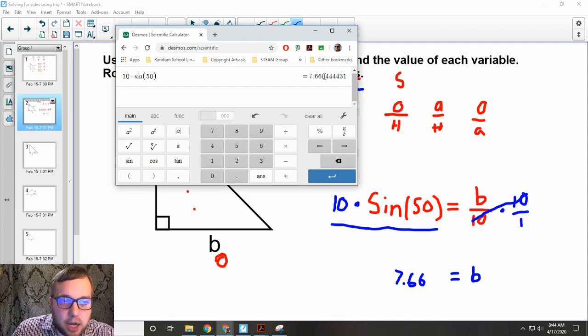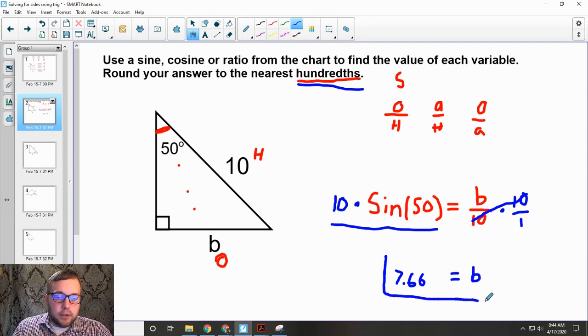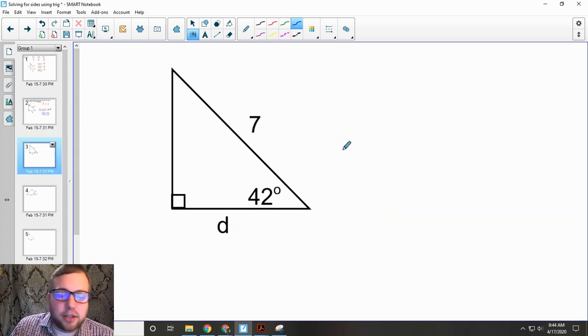0 would round it down, right? Anything from 0 to 4 rounds down. Anything 5 or higher rounds up. So I look at the third one and say, is that going to round up or round down? So it is going to be 7.66 is going to be your answer. And I'm done. I found B. So that's how easy this is, guys. Let's do another example like this. And it does get a little bit harder.